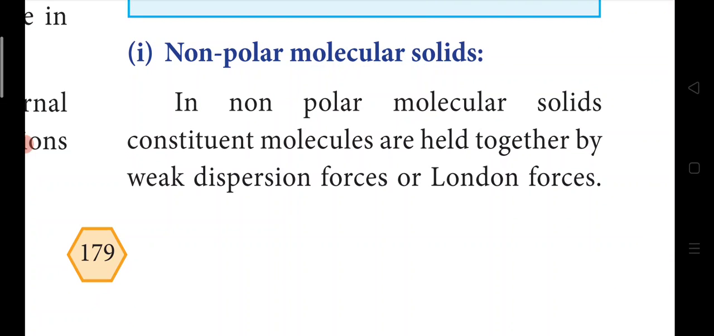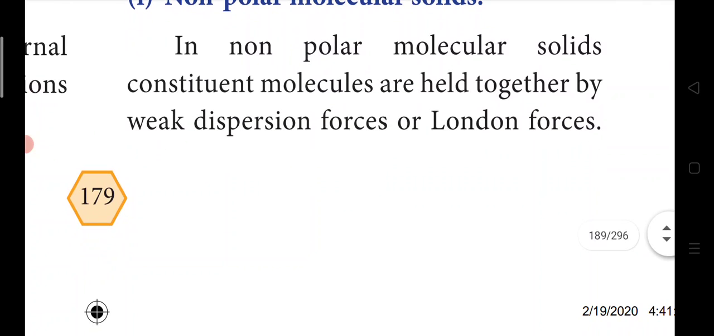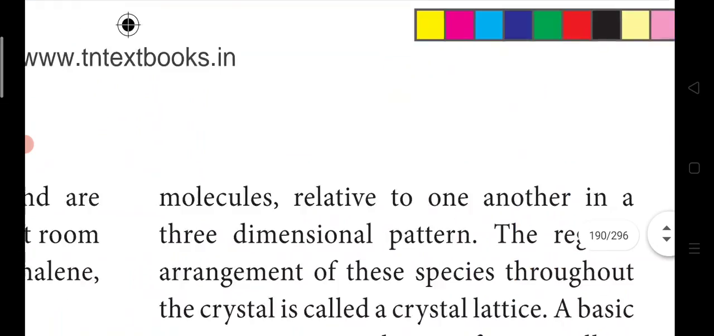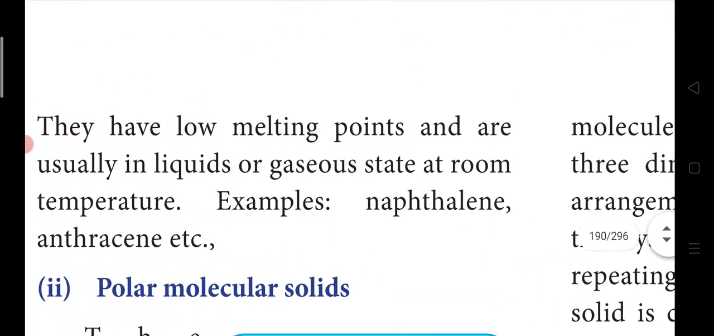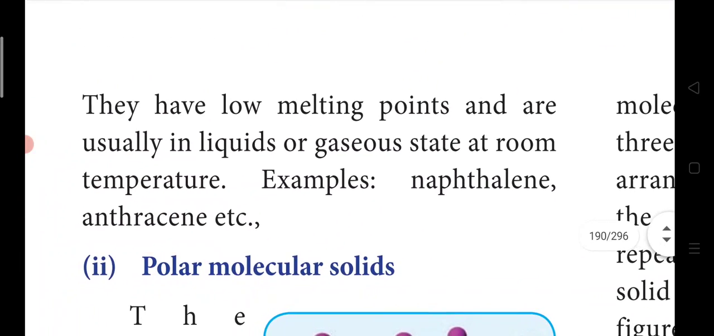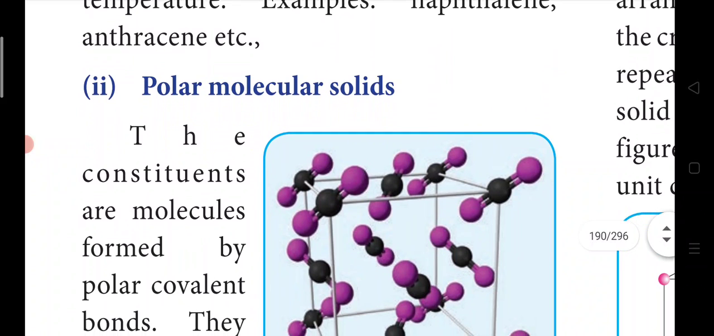Non-polar molecular solids: the constituent molecules are held together by weak dispersion or London forces. So what is the force between them? Weak dispersion forces, or London forces. They have a low melting point and are usually liquids or gases at room temperature. For example, naphthalene and anthracene.